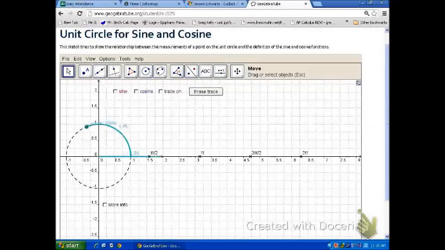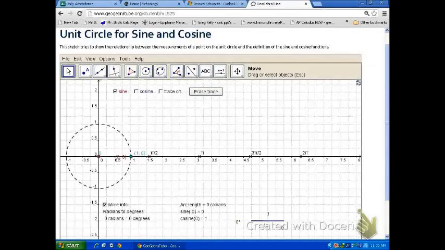As I move along, you can see that my coordinates are changing, my x's are changing to negative. Down here, both my x's and y's are negative in quadrant 3. And then in quadrant 4, my x's are positive, my y's are negative. Okay? Now, let's actually turn on the sine graph.